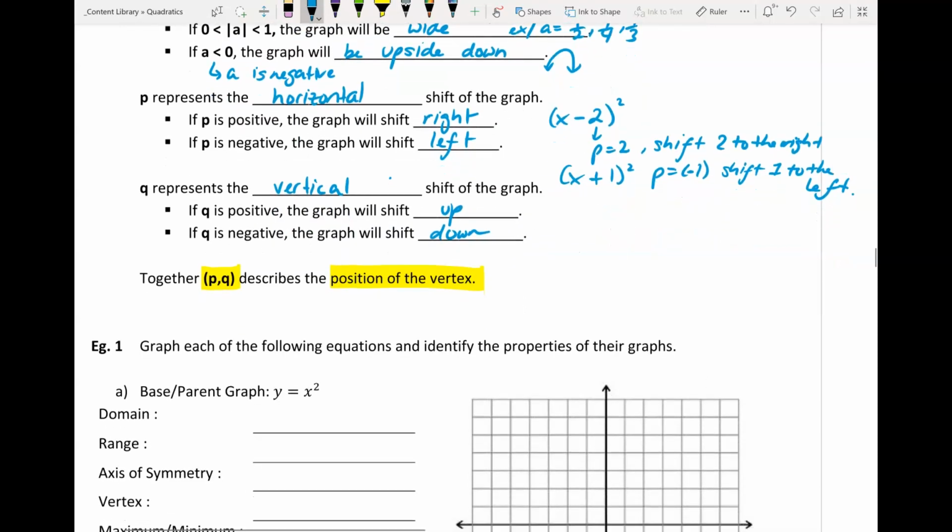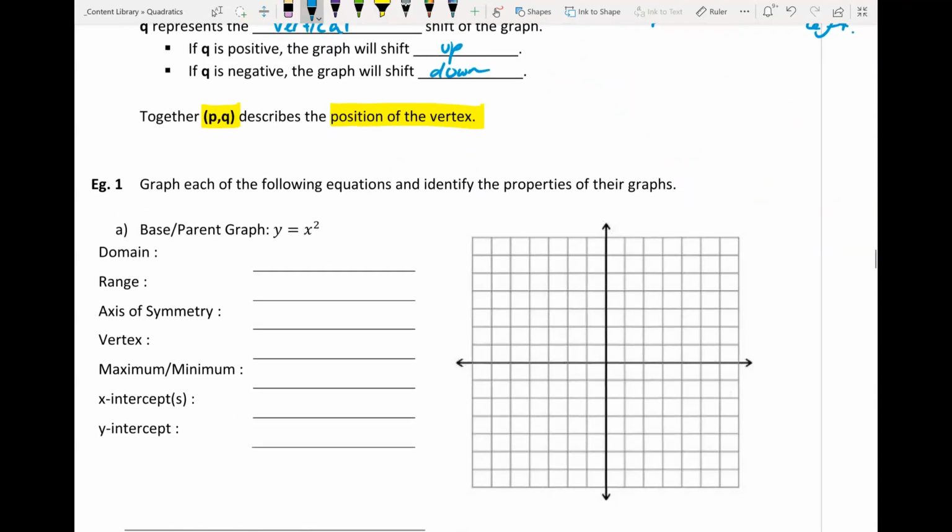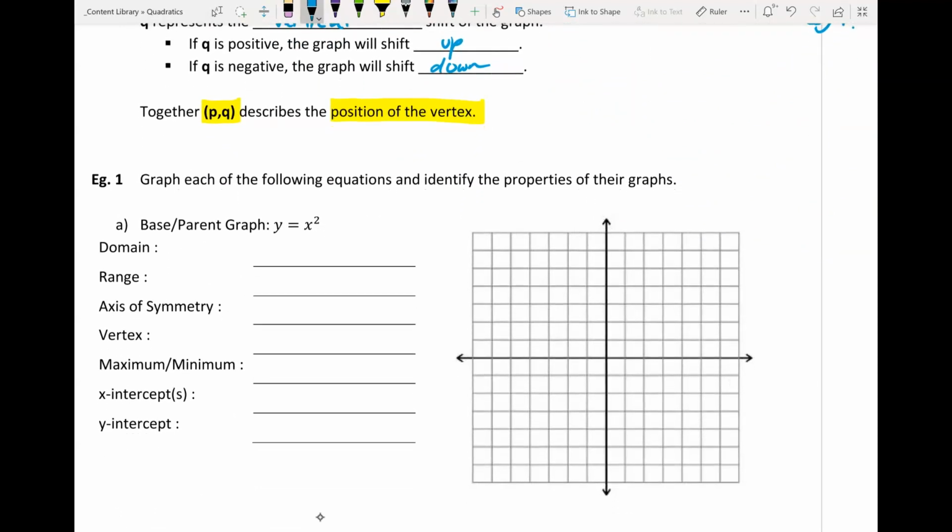Okay, so let's try this out with just the basic graph, y equals x squared. Your domain is always negative infinity to positive infinity for all quadratics. Now your range depends on where your vertex starts. In this case, our vertex is (0, 0), because that is our base function. You should have this graph memorized by now because this is the basic function for your quadratic.